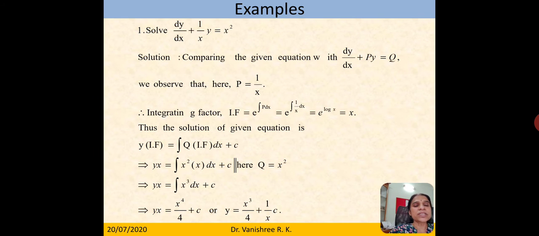Once again let me remind you of the steps. First step is to write the given equation in the form dy by dx plus py is equal to q, if it is not already in that form. Then the second step is to identify your p and q and find the integrating factor e to the power integration p dx. Once you get the integrating factor, you can write the solution as the third step, which says y into integrating factor is equal to integration of q into integrating factor dx plus a constant of integration. So this is the entire process of getting the solution for first order linear differential equations.